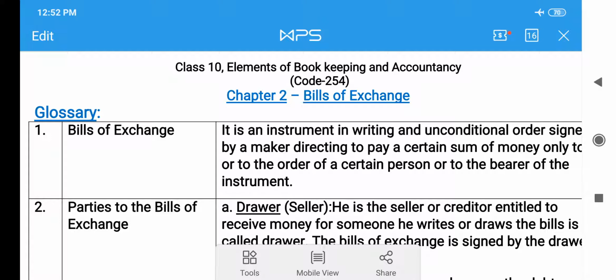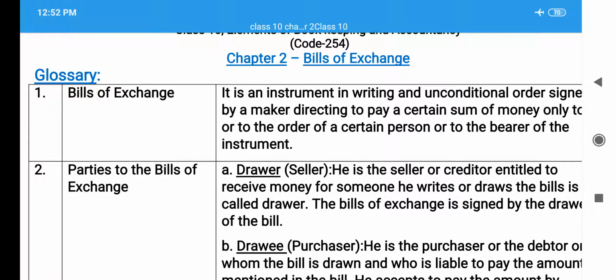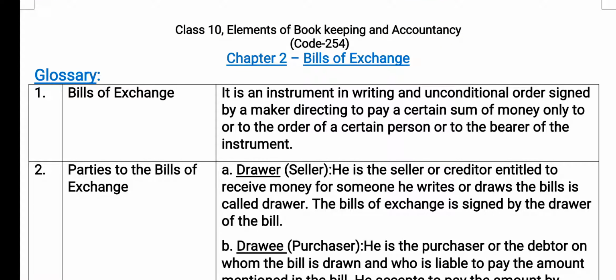So first of all, again in the chapter we will discuss the glossary words. Basically there are only 2 glossary words for this chapter that we are going to study. So in our chapter 2, bills of exchange, as from the name it is clear that in this we have to study the bills. The bills are made for the consignment which is done between two parties. So let's start our chapter with our first glossary word, that is bills of exchange.